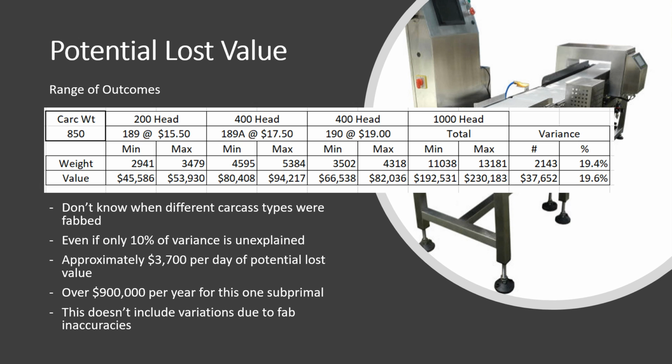This doesn't include variations due to fab inaccuracies, so this is making the assumption that the fab staff completely and accurately fabbed these subprimals exactly the way they should have been fabbed.